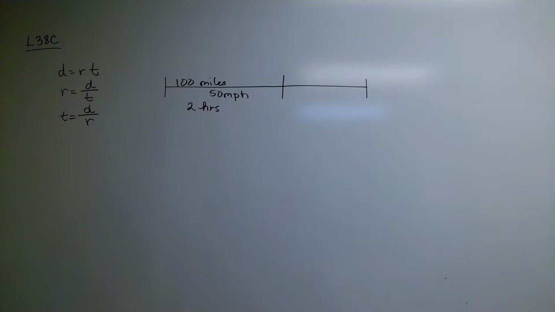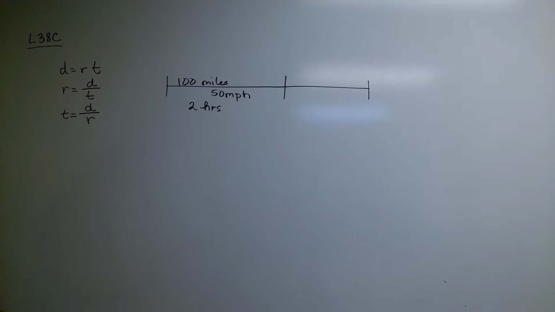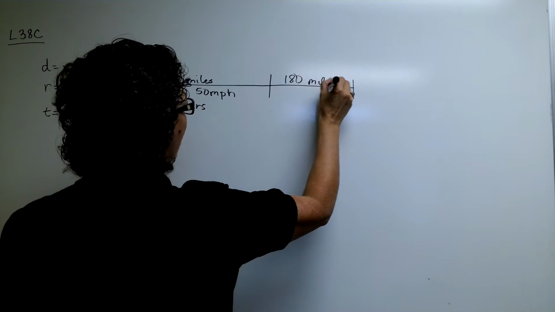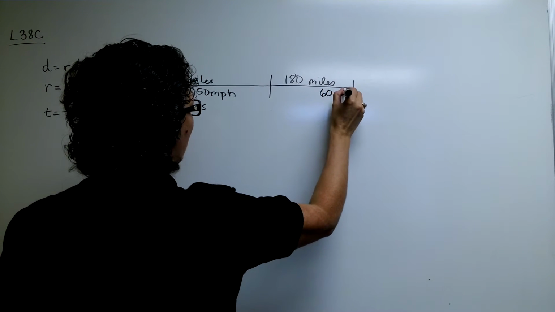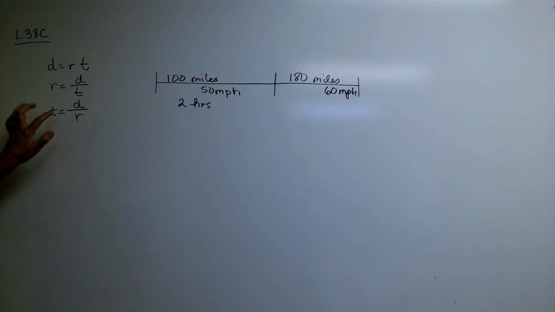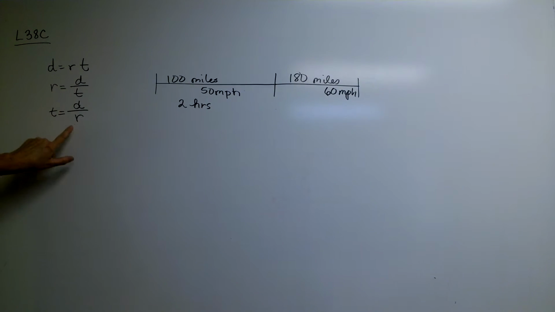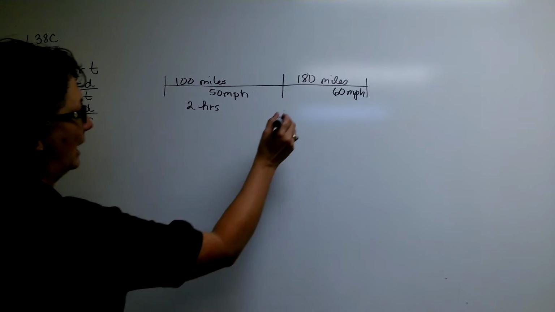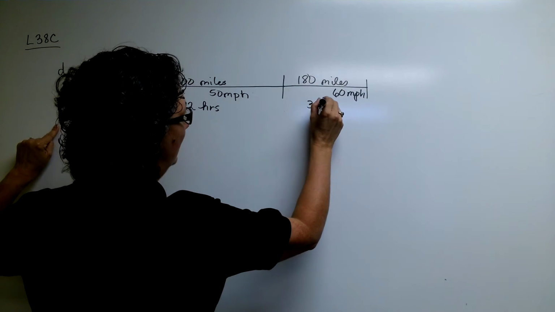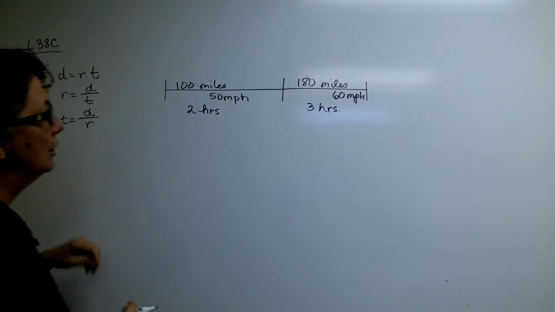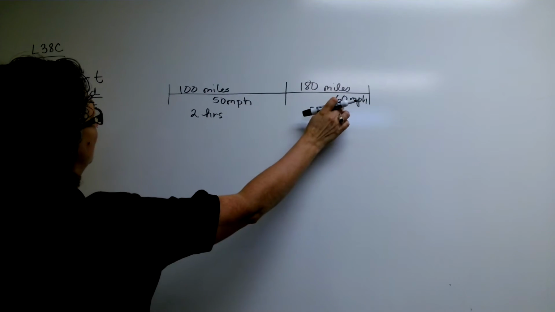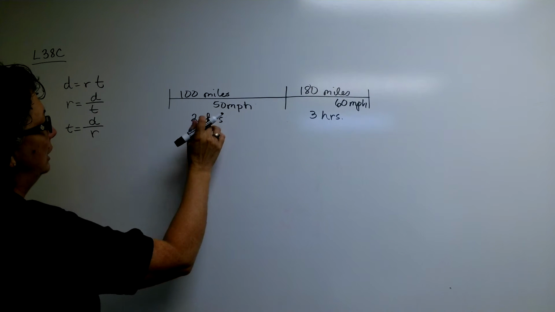And then the second part of their trip, they went 180 miles at 60 miles per hour. So again, if I take my distance of 180, divide it by my rate of 60, I get my time, which was 3 hours. So overall rate is not 50 plus 60 divided by 2.